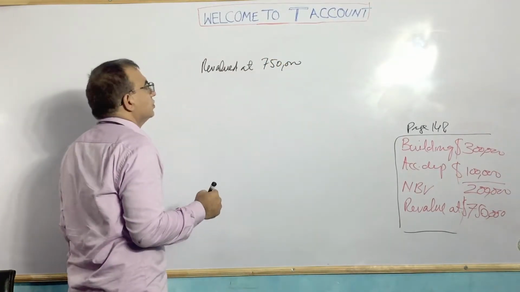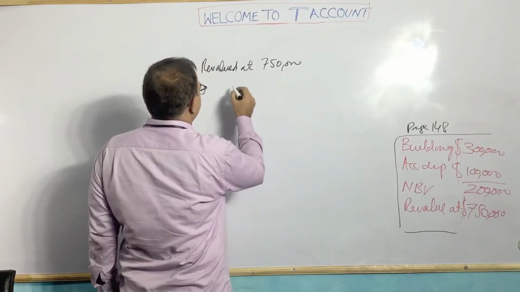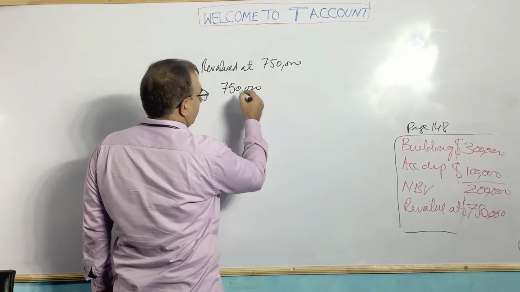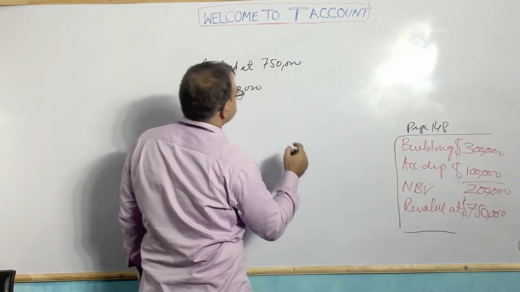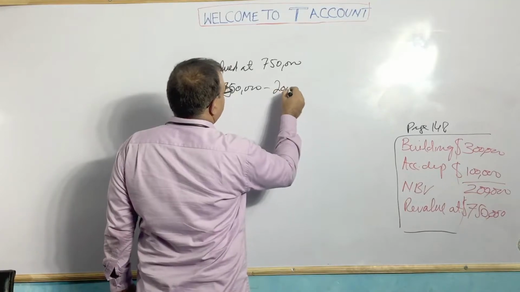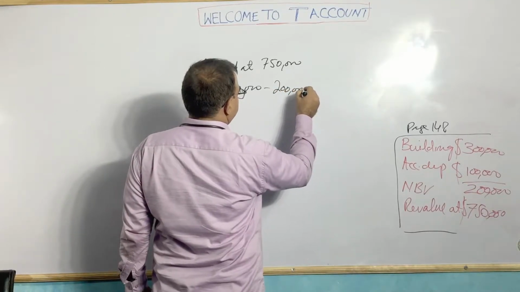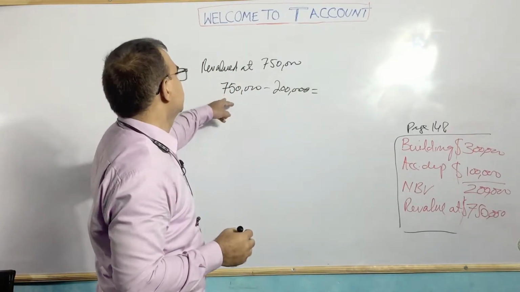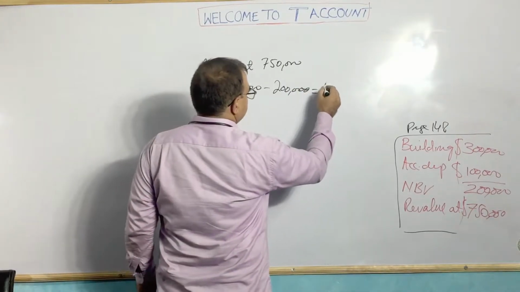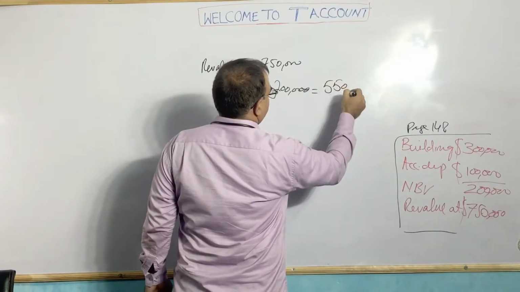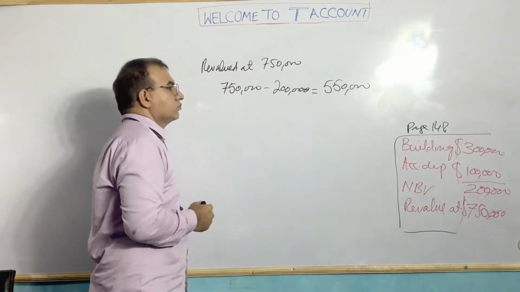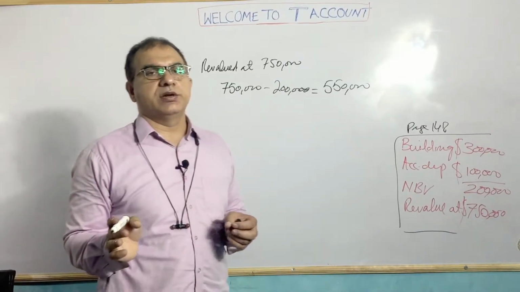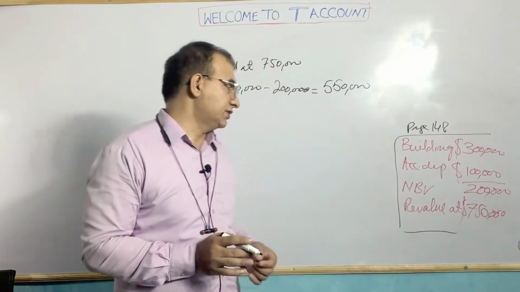$750,000. Okay, so if you deduct that carrying value from this, 750 less 200,000, you will get total surplus 550. This is the total gain. But how will you book it? In the land you had only one entry and done.